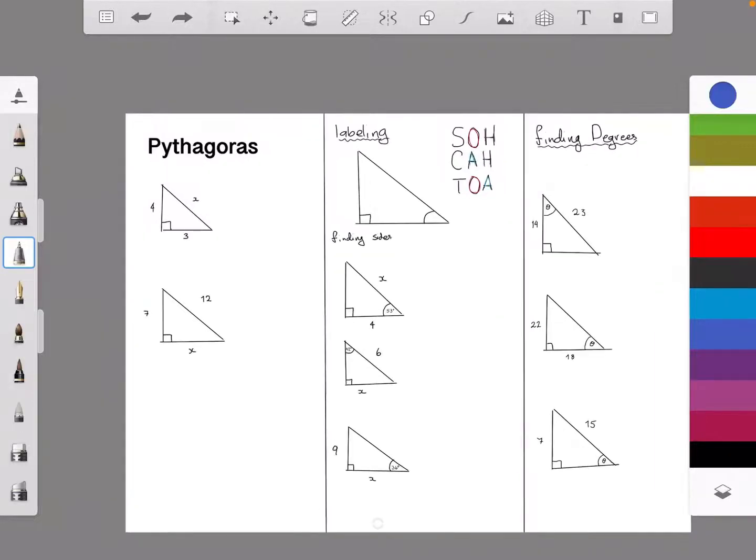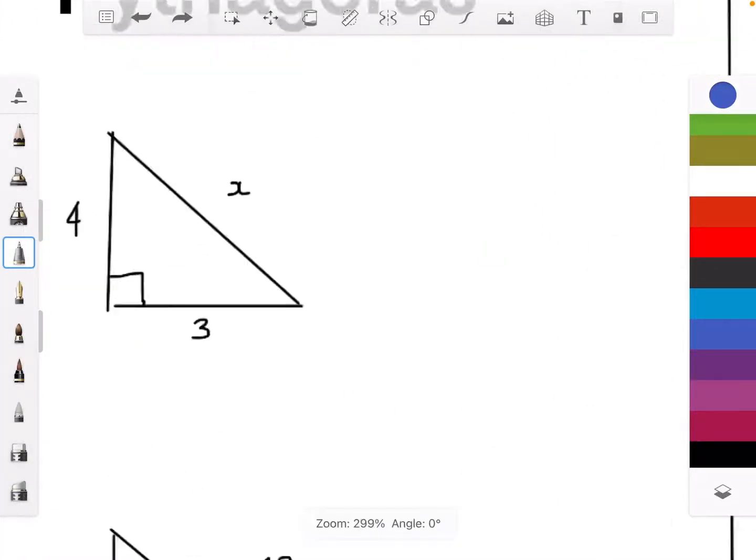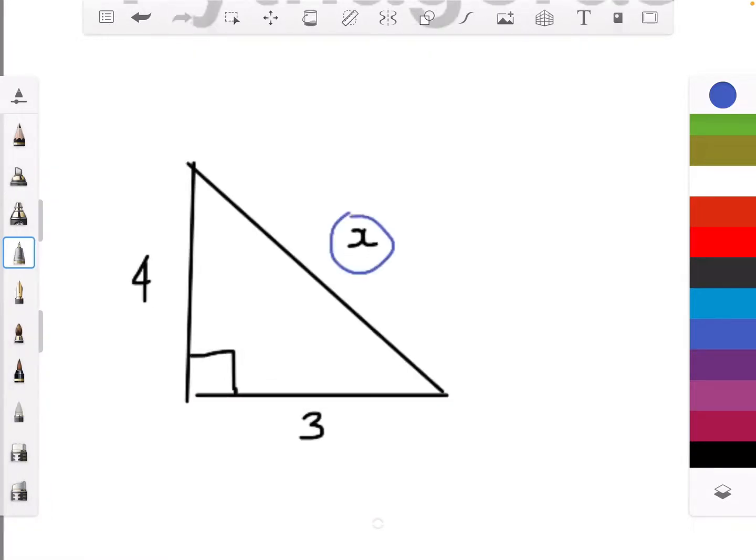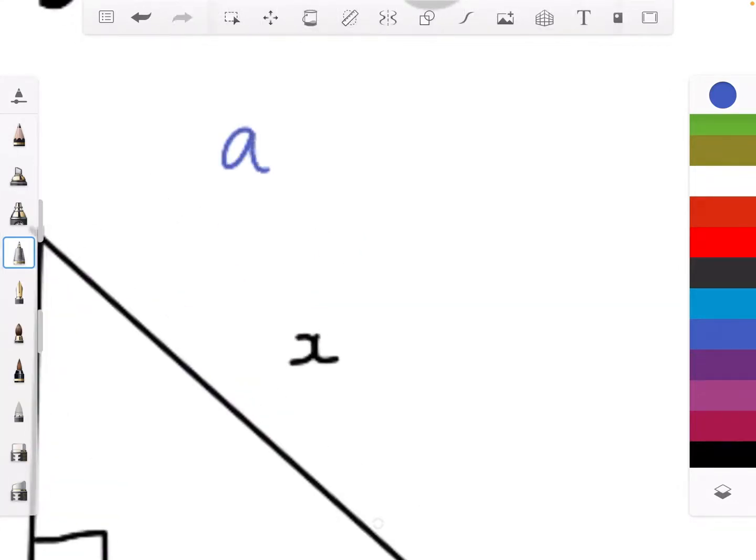This is Pythagoras, right-angled triangles, trigonometry. We'll start here. For this question, you have to find this length. This length is the hypotenuse because it's opposite of the right angle. The formula for this is a squared plus b squared equals c squared.